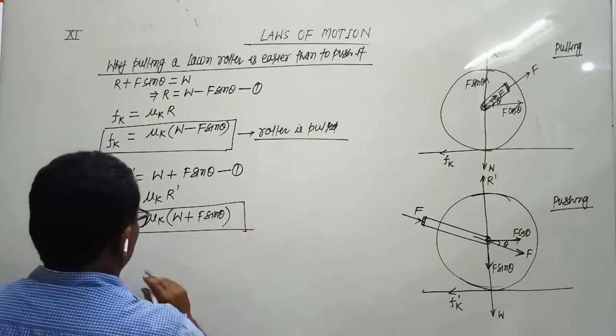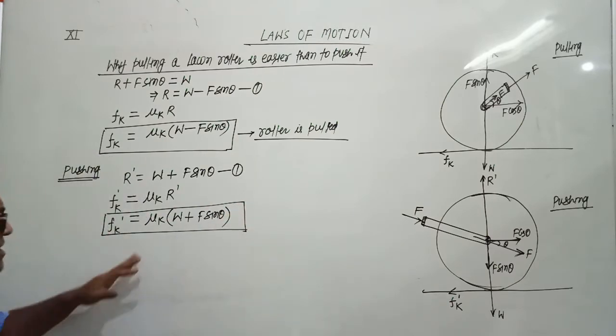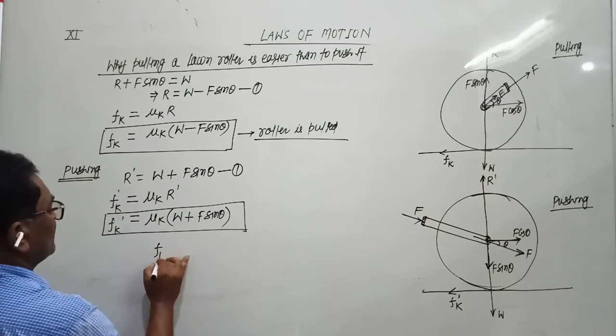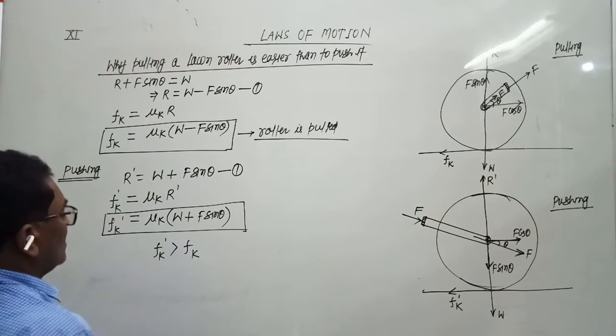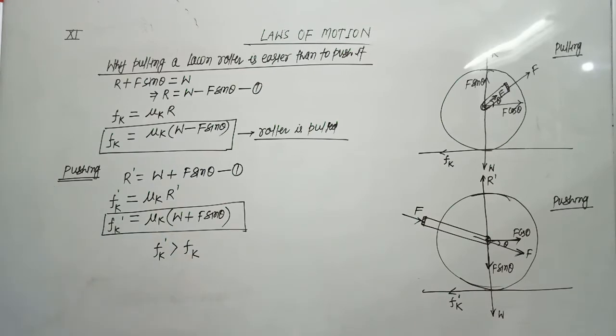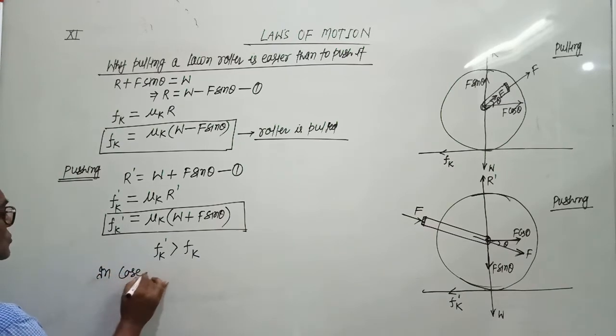This is the force of friction. So it is clear that Fk dash is greater than Fk. It means the force of friction in case of pushing the lawn roller is greater than the force of friction in pulling the lawn roller. So in case of push, the force of friction is more.